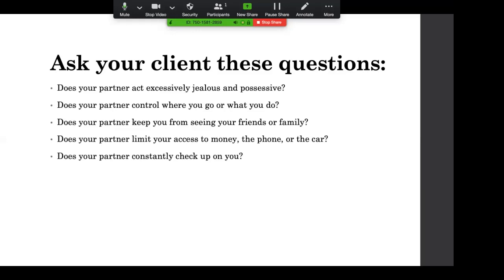Does your partner act excessively jealous and possessive? Does your partner control where you go or what you do? Does your partner keep you from seeing your friends or your family? Does your partner limit your access to money, the phone, or the car? Does your partner constantly check up on you?